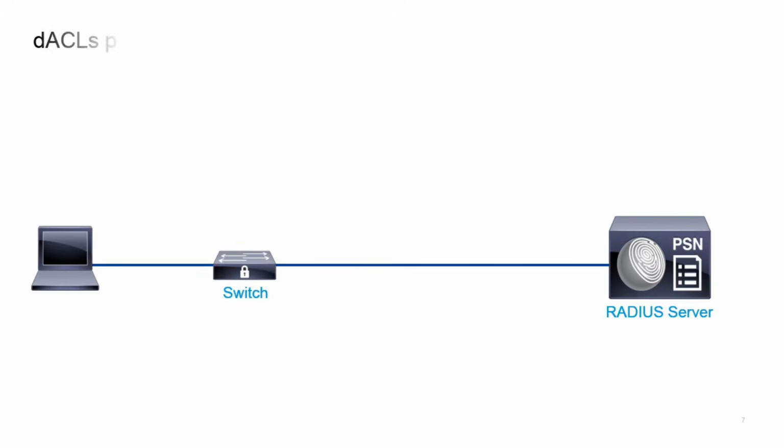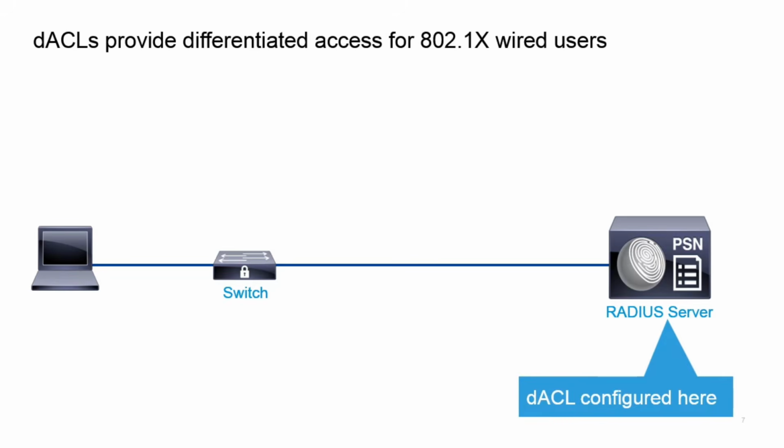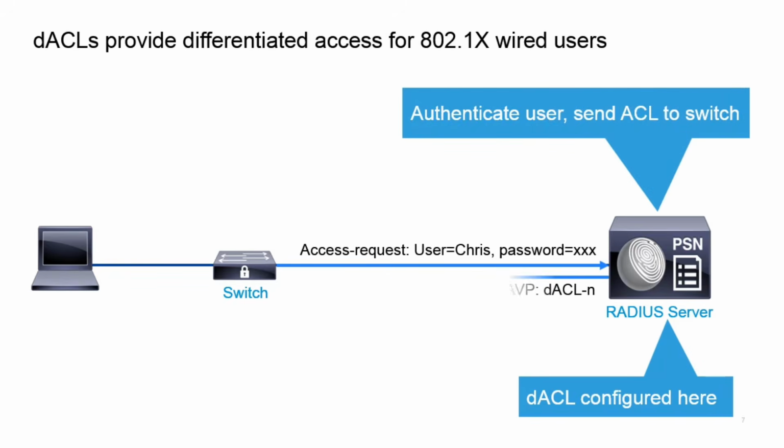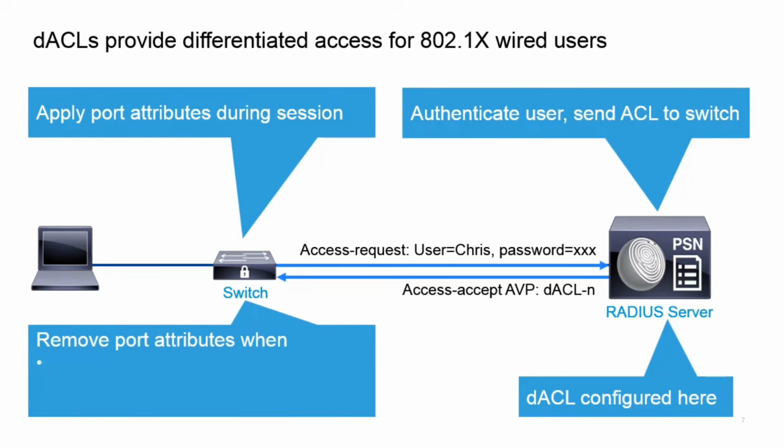Downloadable ACLs provide differentiated access for 802.1X authenticated wired users and are configured on the Cisco ISE RADIUS server. So, when a user requests access, the RADIUS server authenticates the user and sends the appropriate ACL attributes to the switch. The switch applies these attributes to the port during the user session. The switch removes the per user ACL configuration when the session ends, if authentication fails, or if a link down condition occurs. The switch does not save RADIUS-specific ACLs in the running configuration. When the port is unauthorized, the switch removes the ACL from the port.